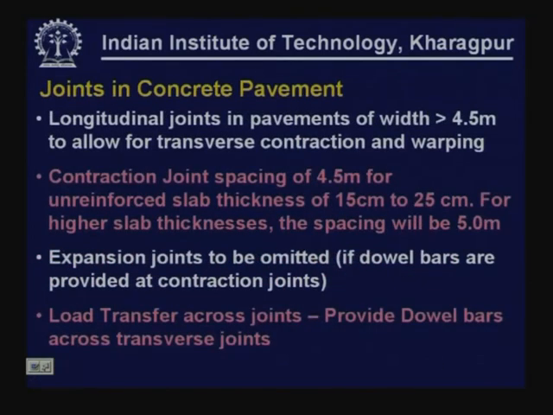There will be different types of joints in the concrete pavement. Longitudinal joints in the pavements of width more than 4.5 meters to allow for transverse contraction and warping. Contraction joint spacing of about 4.5 meters for unreinforced slab thickness of 15 centimeters to 25 centimeters. For higher slab thicknesses, the spacing will be about 5 meters. Expansion joints are normally to be omitted if dowel bars are provided across contraction joints. The load transfer across joints is to be provided by dowel bar system across transverse joints.